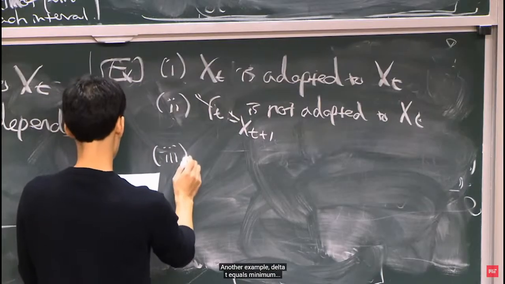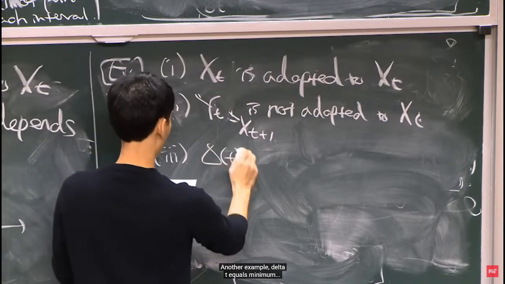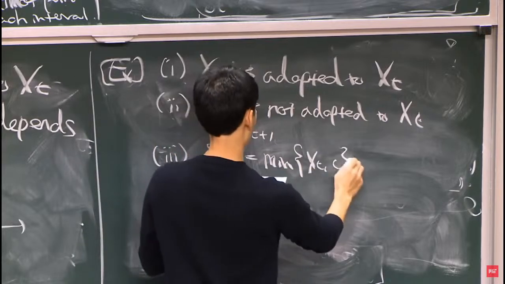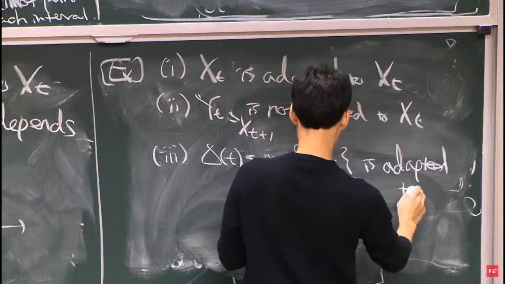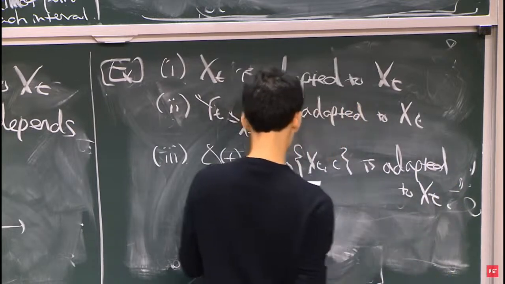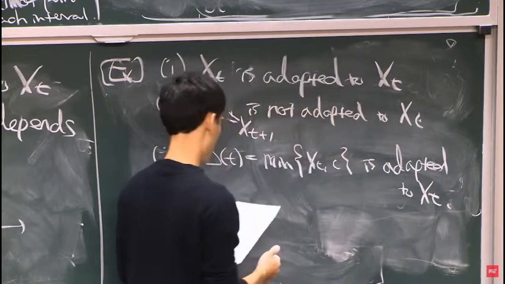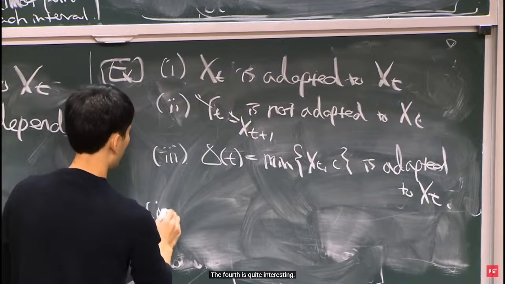Another example can be delta t equals the minimum, and that is adapted. I'll let you think about it. The fourth is quite interesting.